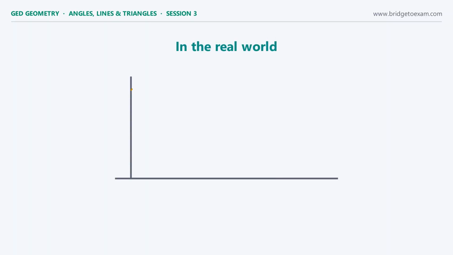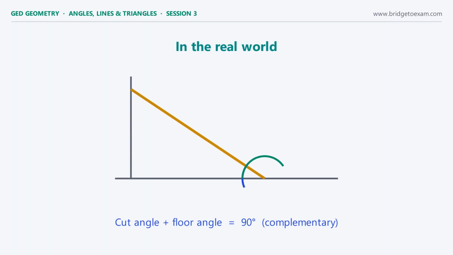Let's ground this in the real world. Picture a board cut at an angle to lean against a wall. That cut creates two angles, the angle of the cut itself and the angle the board makes with the floor. Very often, those two angles are complementary. They add up to 90 degrees. So if a carpenter measures one of them, the other comes for free by subtracting from 90. This is exactly why these angle pairs matter.